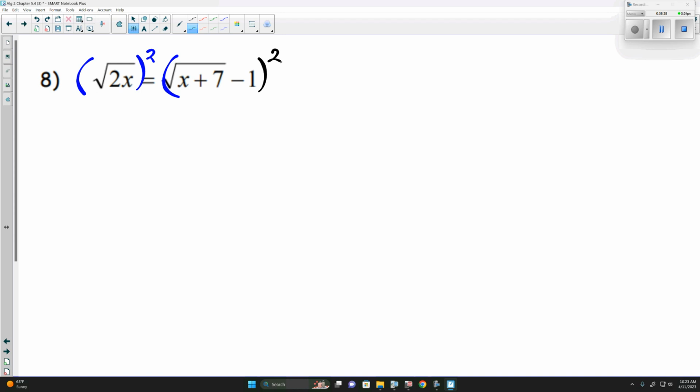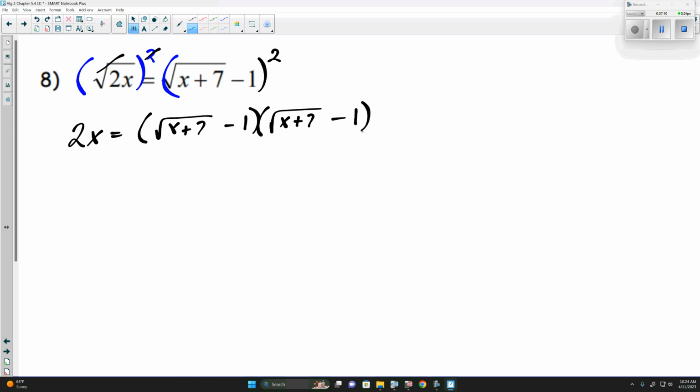And then step 3 was, if there's still a radical, repeat steps 1 and 2. So for us here, when we look at the left-hand side, we just have the square root of 2x. Well, square root and square will cancel, leaving us with just 2x. On the other side, we have the square root of x plus 7 minus 1, and we're squaring it. Just like yesterday, when we talk about this here, we're saying the square root of x plus 7 minus 1 is being multiplied by the square root of x plus 7 minus 1. We're multiplying it by itself.